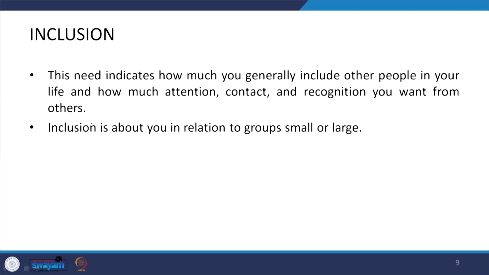Now, when we talk about inclusion, this need indicates how much you generally include other people in your life and how much attention, contact and recognition you want from others. So, inclusion is how much you want to include other persons in your life, and how much attention, contact and recognition you want from others. So, you express and you want.